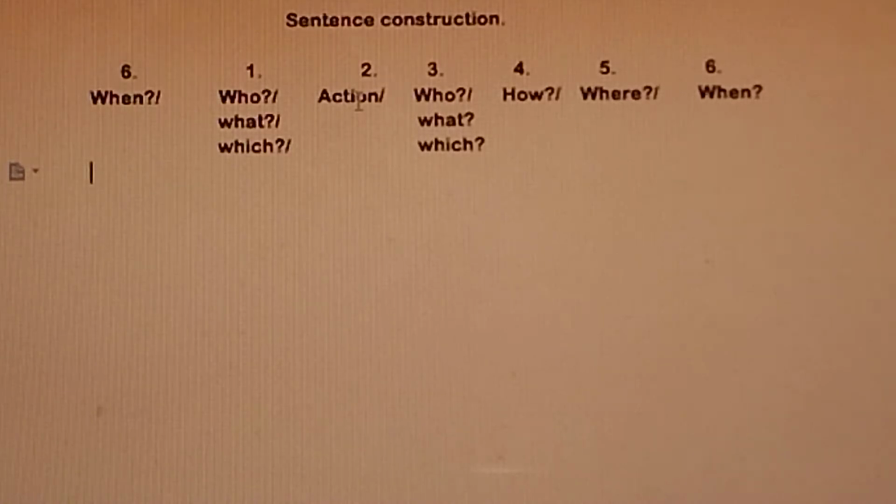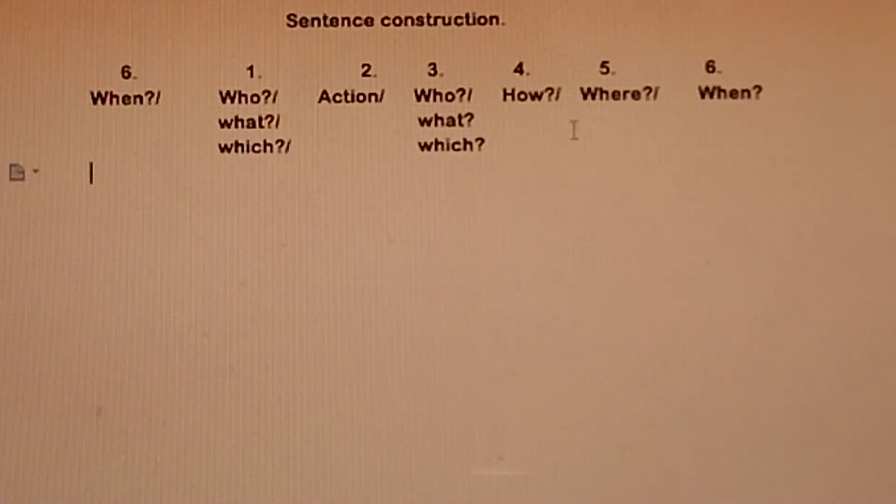Now in some sentences, we have two people in the sentence. One is the subject and the other is the object. We have who, what, and which also here, number 3. For instance, yesterday I went to the supermarket with my mom. So the second person here is my mom. Very good.